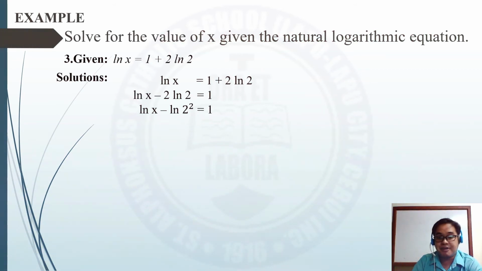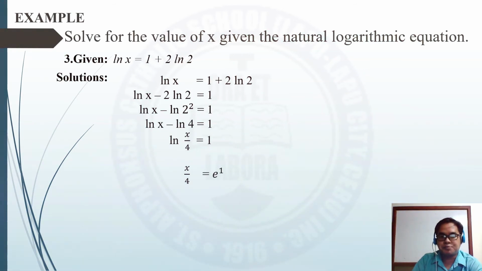So next is to simplify further. Our equation becomes ln of x minus ln of 4 is equal to 1. After that, since our equation here shows the difference of two logarithms, we will be using the quotient rule. So our equation becomes ln of x over 4 equals 1. After that, we are going to make this logarithmic form into exponential form. So our base is e, our exponent is 1, and our result of this exponential form is x over 4.